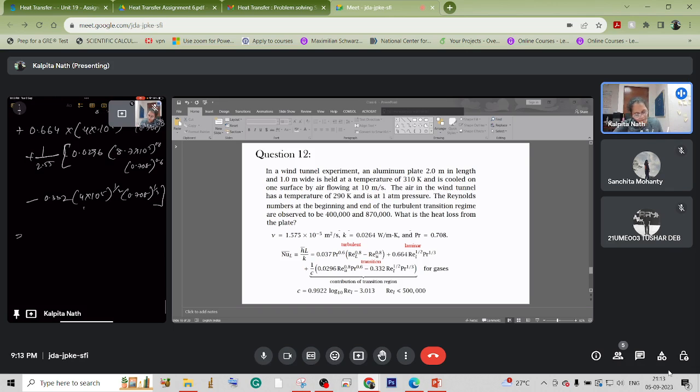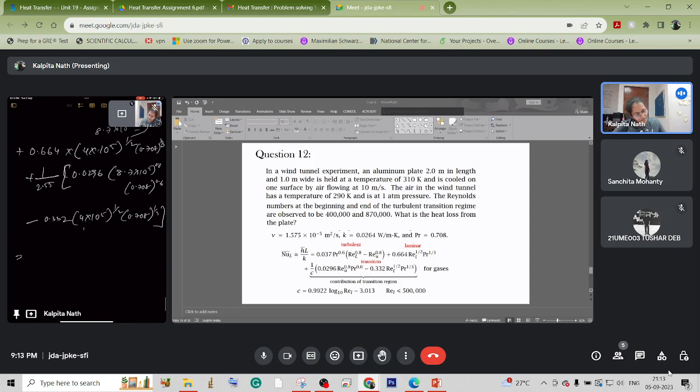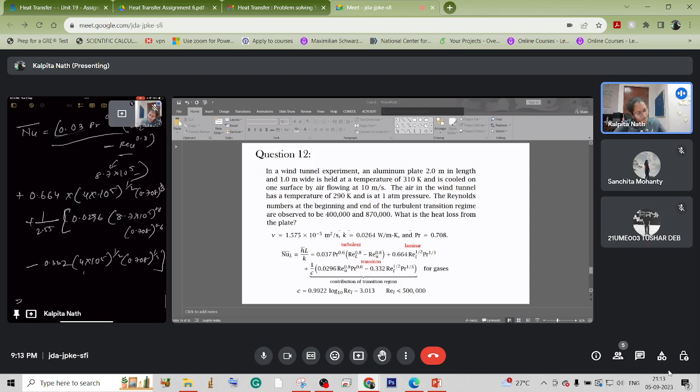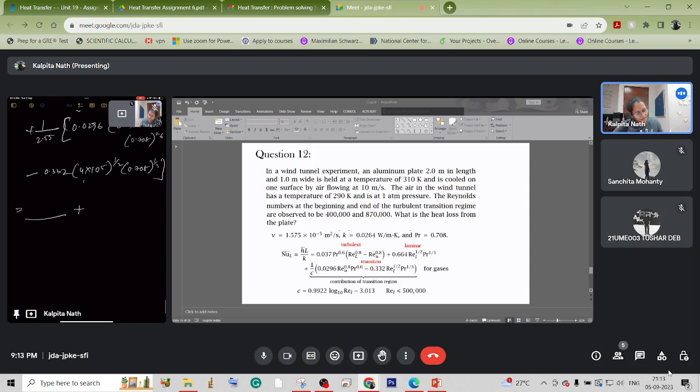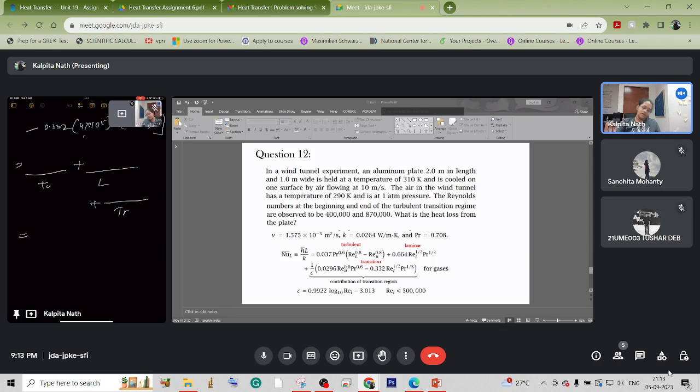Correct. So if we solve everything, the first part, the turbulent part, will give some value. Then the laminar part will give some value. Then this whole transition part will give some value. So tell me these values, then we can calculate the final value. What have you got?